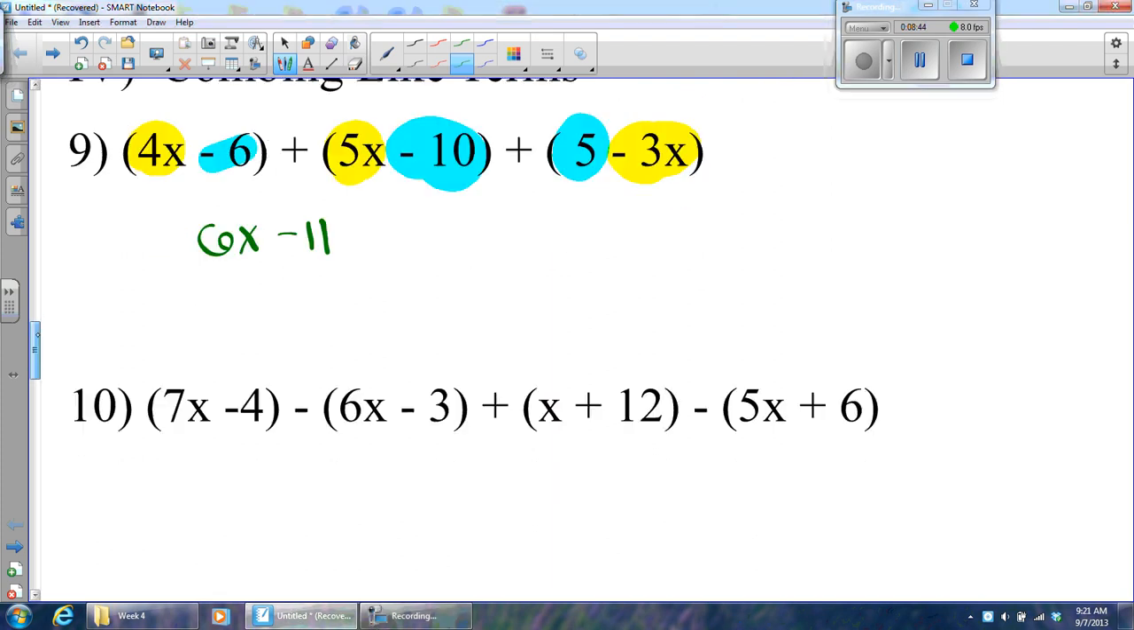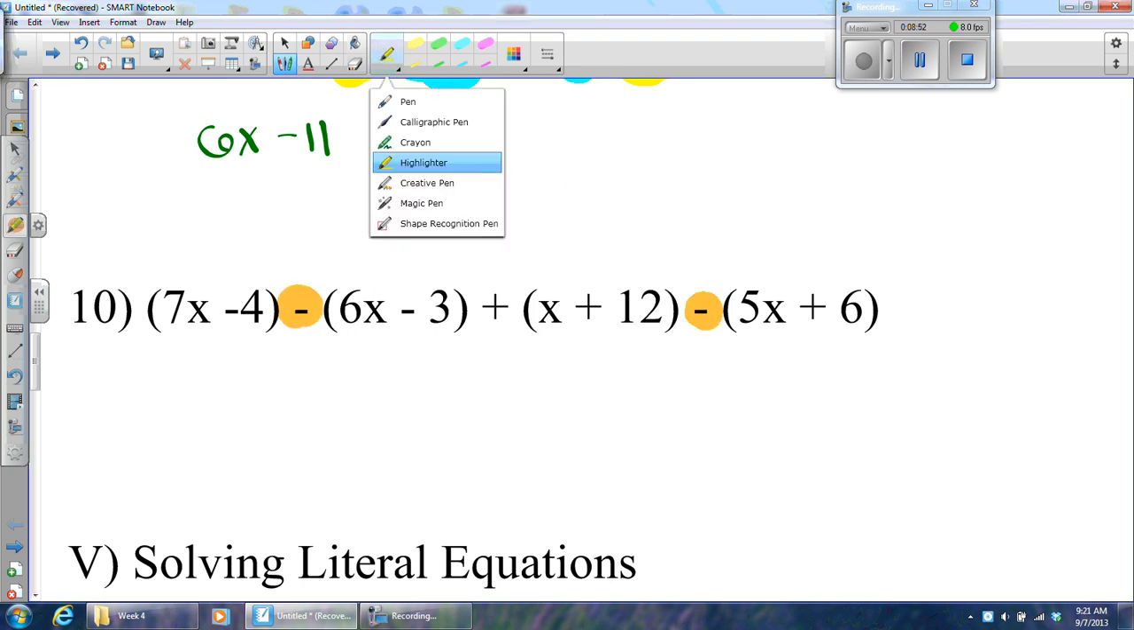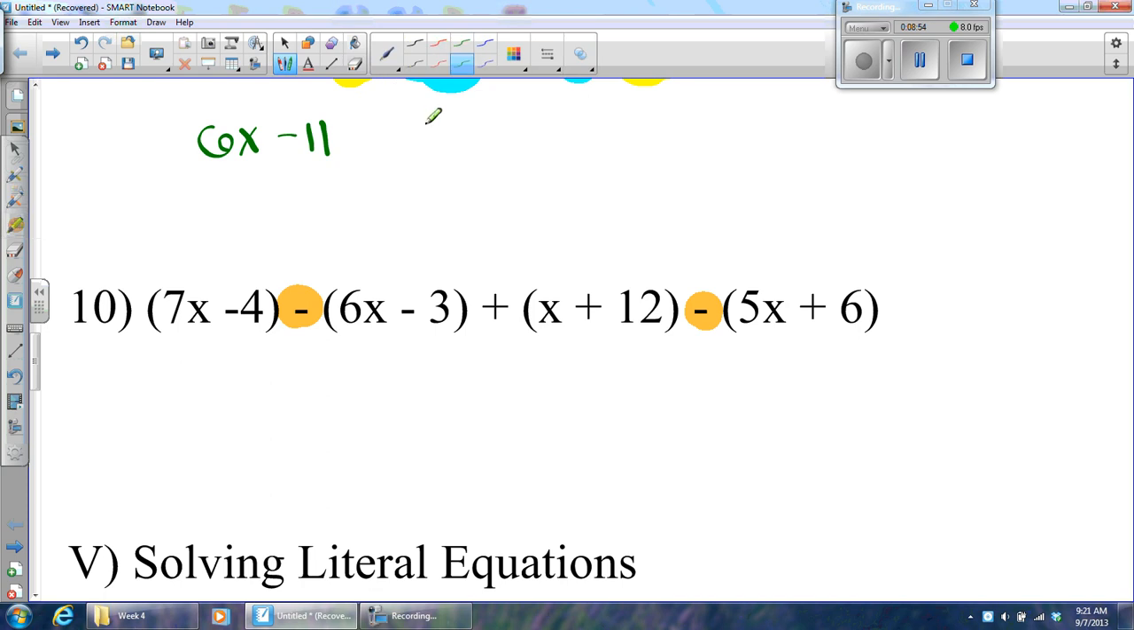Now, on number 10, I notice I do have some negatives on some quantities. Right there and right there. That means for those two quantities only, I need the inverses of the numbers inside because there's a -1 attached to those quantities, and I need to distribute only in those two quantities.